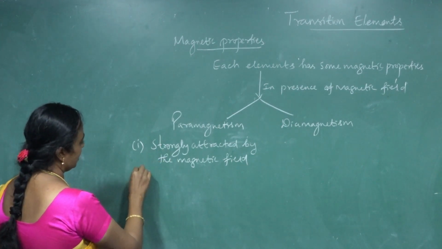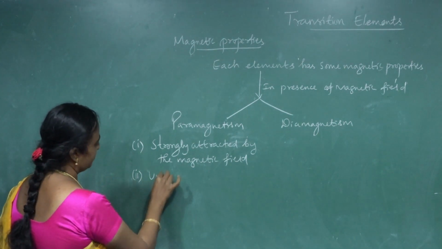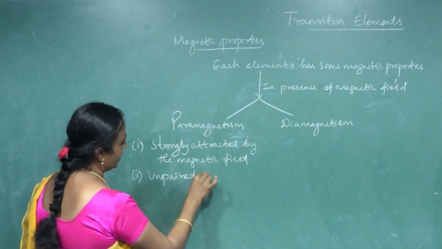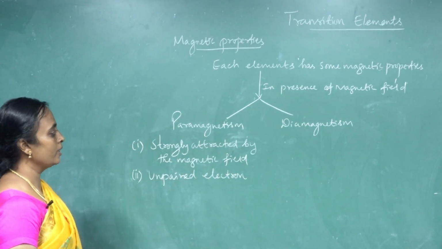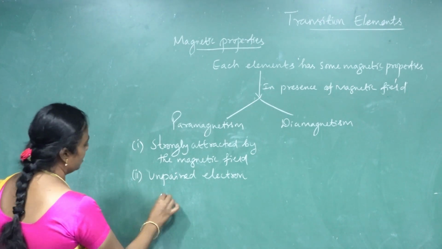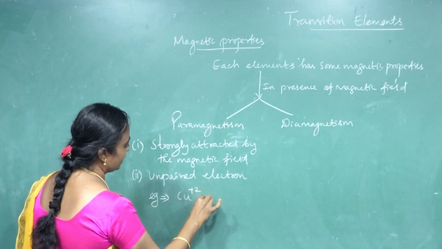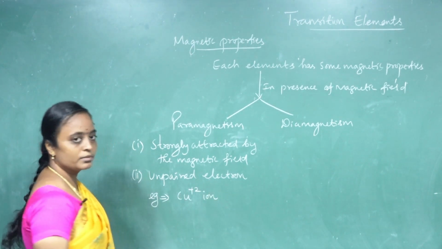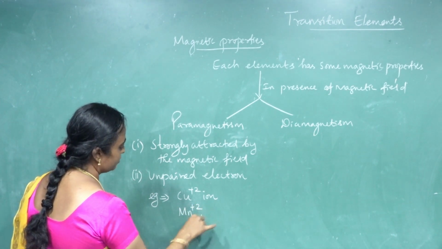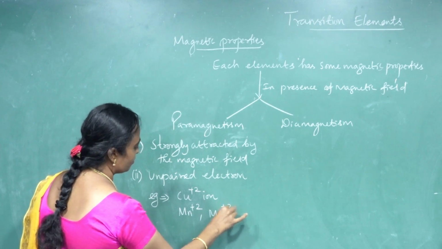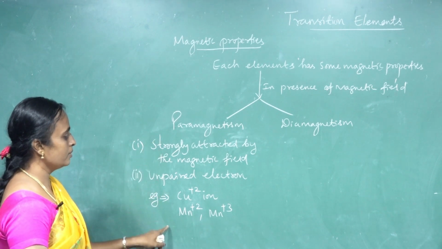And second, they should have an unpaired electron. For example, for ions exhibiting paramagnetism, you can take the Cu2+ ion, which has a paramagnetic character. Mn2+ is paramagnetic, and Mn3+ is also paramagnetic. Like that, these are examples of the paramagnetic character.